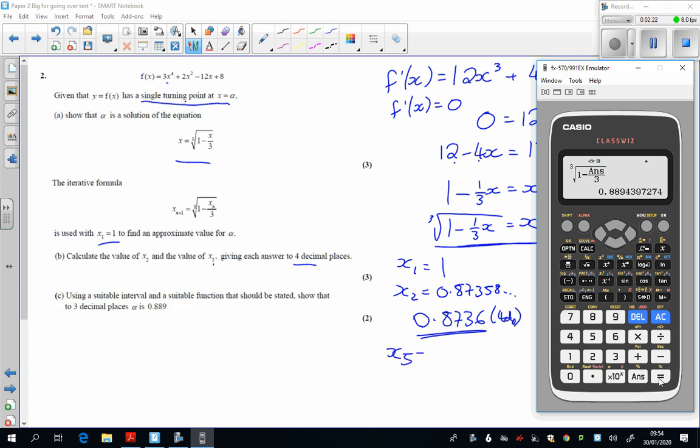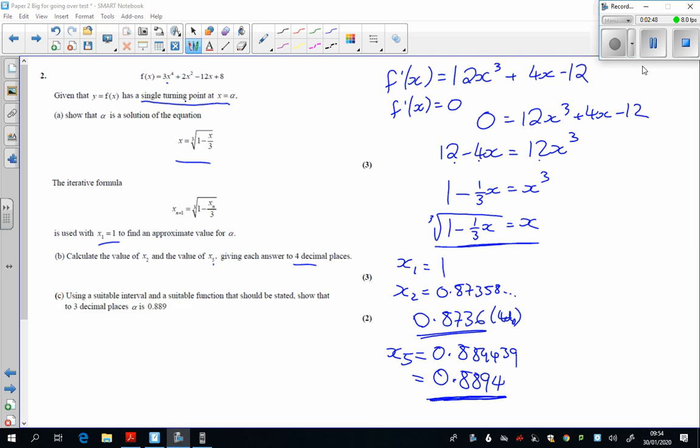And look, I'm only writing down this last one to save time, but I would have written all of them down. Again, I write a little bit more there, and then I round it. So I've got 0.8894 as the x5. On we go. Part C is saying, well, we've finished with that now then.